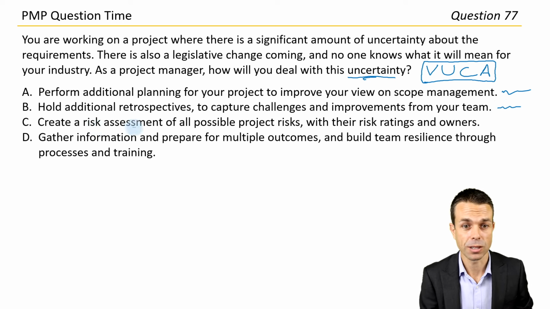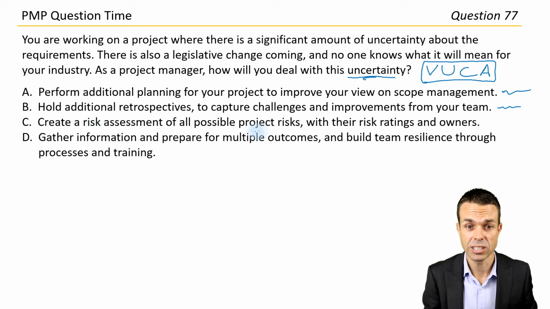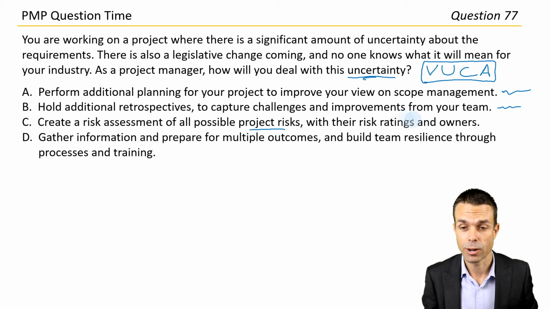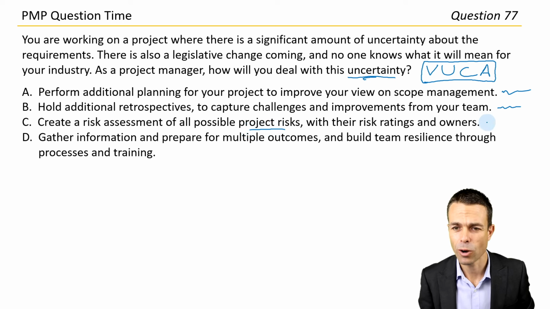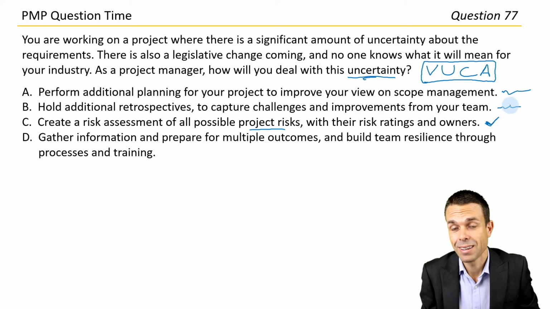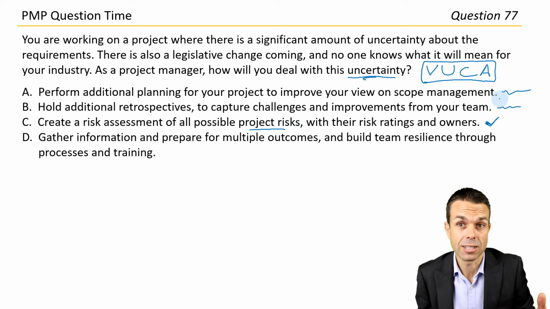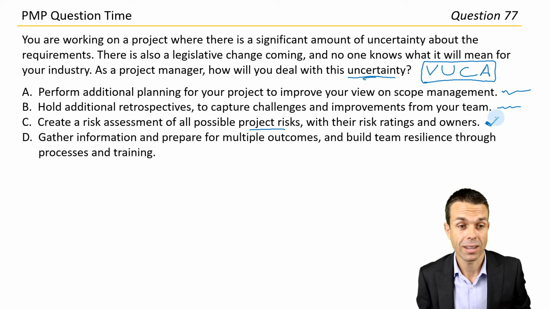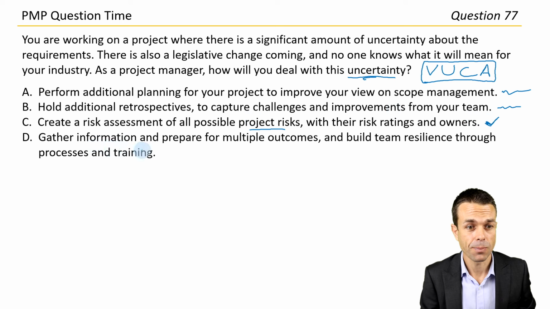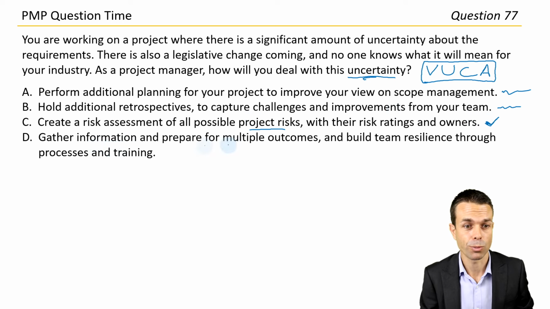Create a risk assessment of all possible project risks, maybe, with their risk ratings and owners. Potentially. Is there a better option there? That's a maybe-ish. All of the risks. Now we've got ways of dealing with future risks and making things less uncertain that way. That's pretty good. Gather information and prepare for multiple outcomes and build team resilience through processes and training.